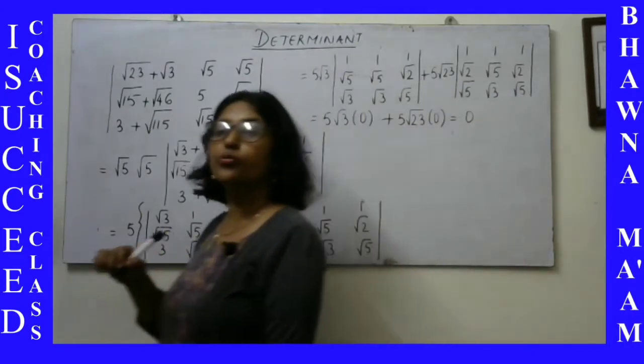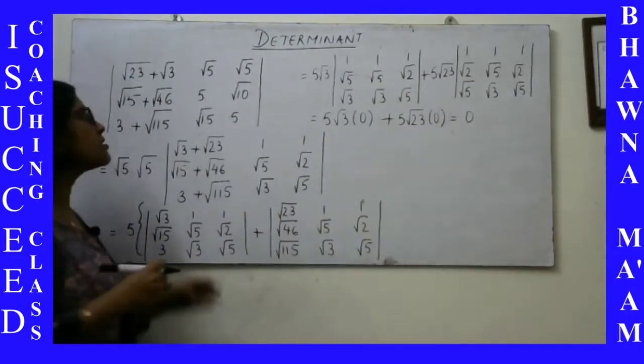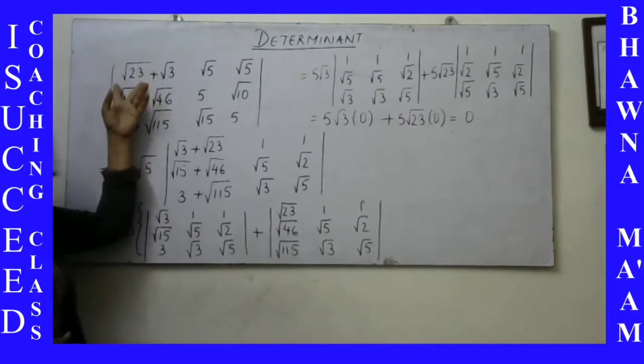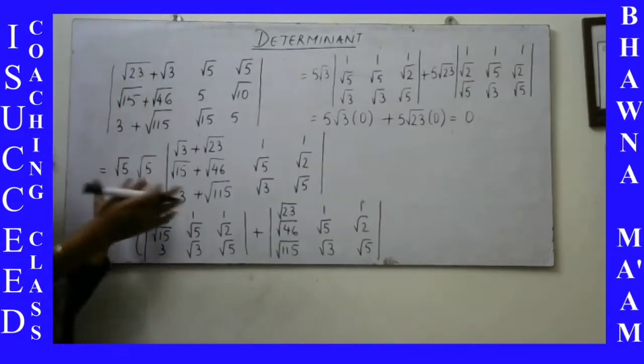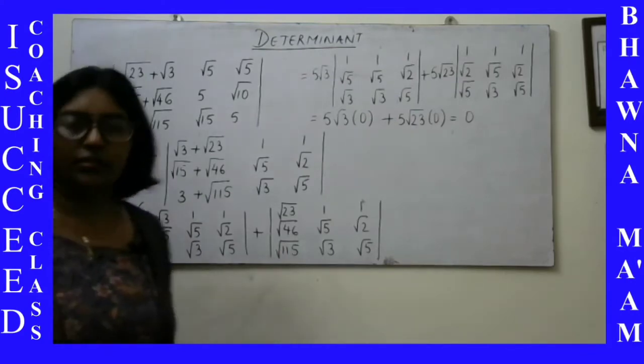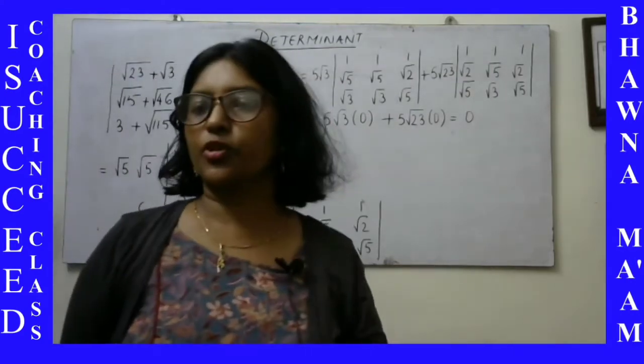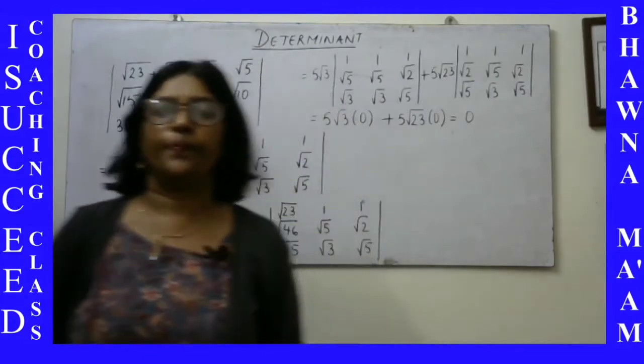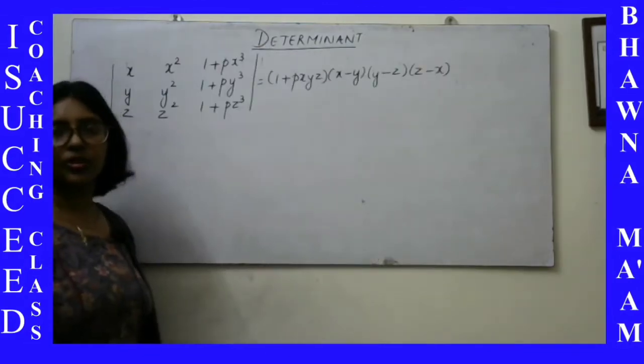This is how the property works. That is, if we have the sum of two entries, we will split it up and then solve it further. So to understand this better, we'll take up another example which is from the NCERT book. Okay, so this is the next question we are taking up.